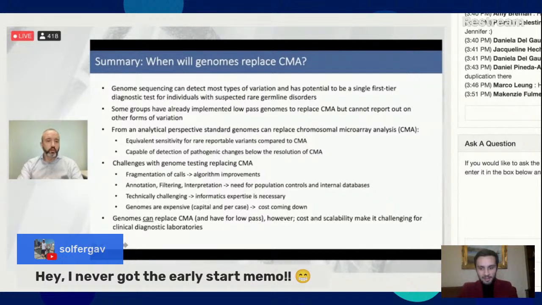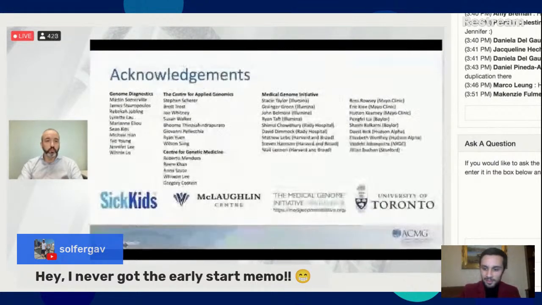So in summary, I think genomes can replace CMA, and there's good data to show that they have for low pass at equivalent cost and sensitivity. However, at least for standard genomes, the cost and scalability do still make it challenging for clinical diagnostic labs. And I think cost right now is probably one of the bigger challenges.